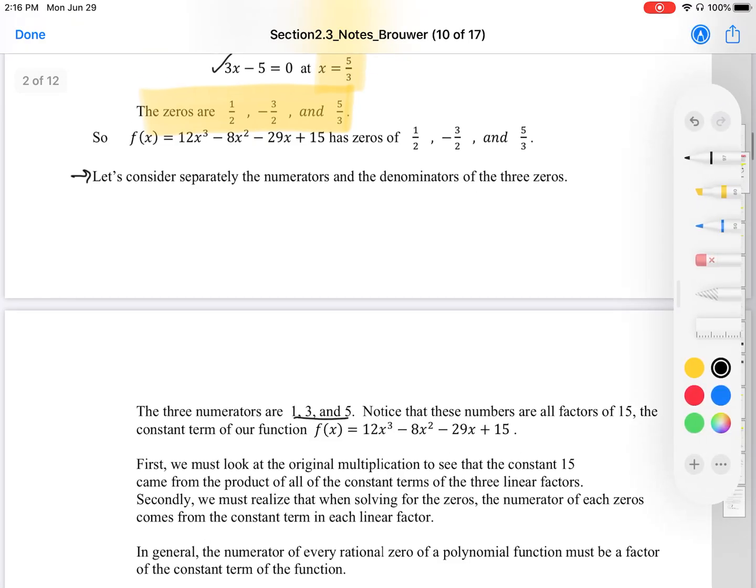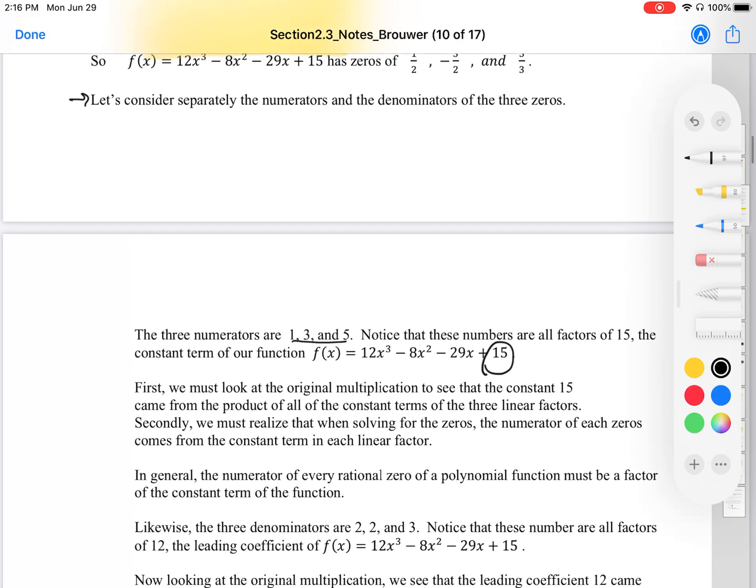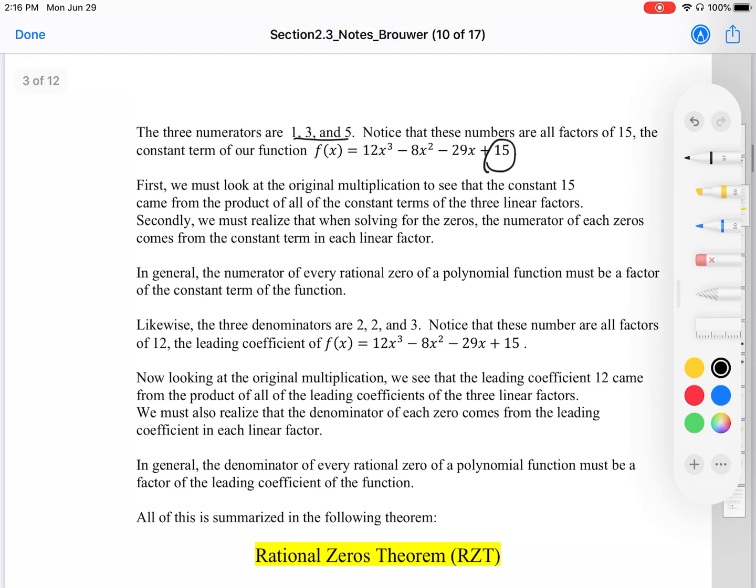Notice that these numbers are all factors of 15, the constant of our terminal function, meaning the last number. First, you must look at the original multiplication to see that the constant 15 came from the product of all constant terms in the three linear factors. Secondly, you must realize that when solving for zeros, the numerator of each zero comes from the constant term in the linear factor.